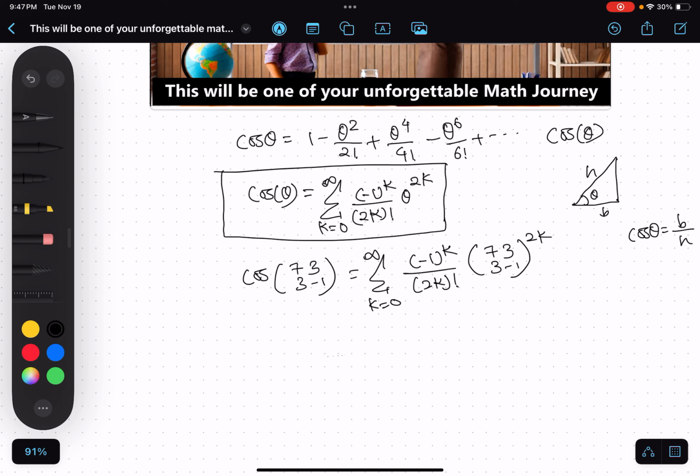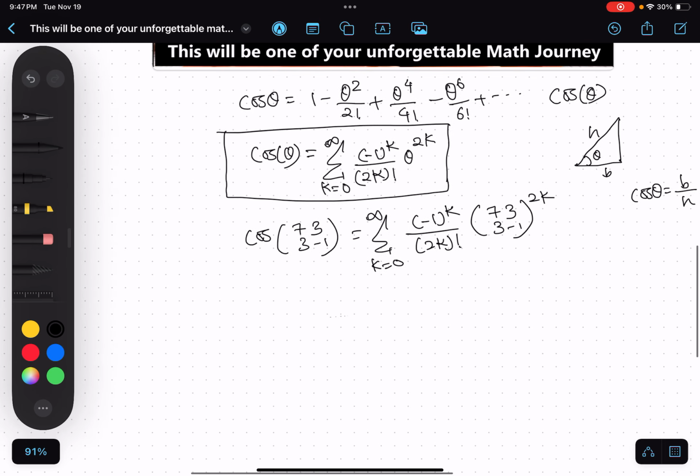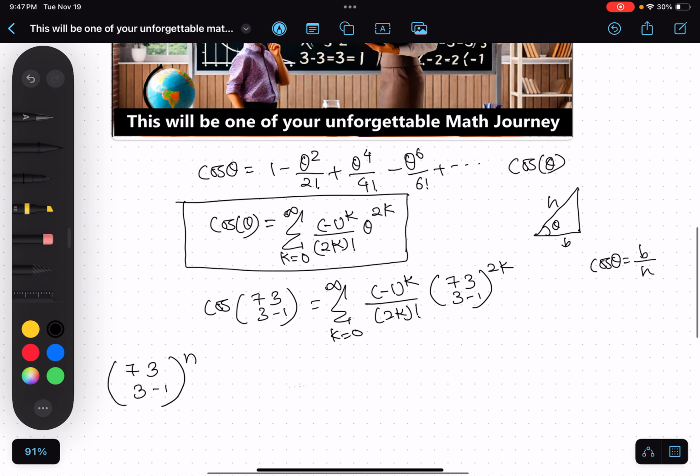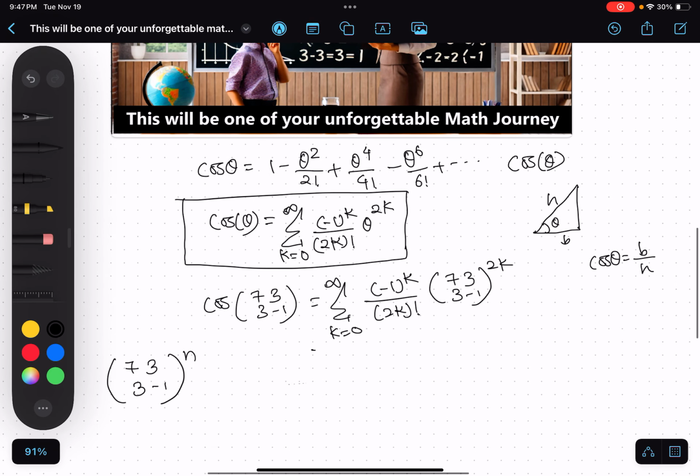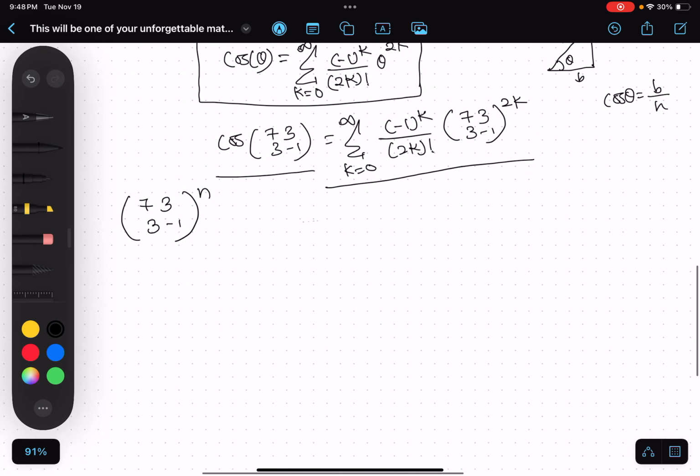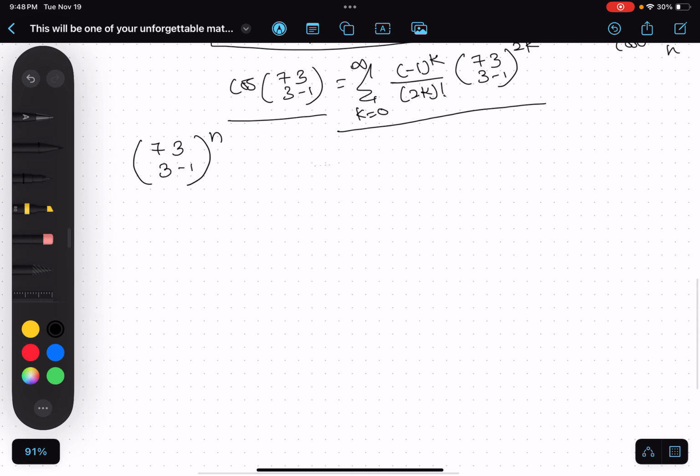From here, we just have the problem of how to find any power of this matrix, let's say the nth power. If we solve this problem, then we will be able to evaluate this series, and we will be able to find the value of the cosine with a matrix as its input. I guess this is clear till now. Now let's see how we find the nth power of a matrix.